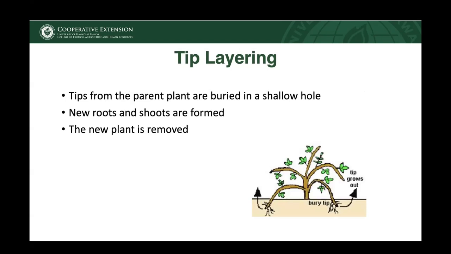So with tip layering, you take tips from the parent plant and basically bury them in a shallow hole. New roots will form on that shoot. The shoot will pop out through the ground. Once those roots and the shoots are formed, you can then remove it from the mother plant and then pot it up or plant it out into another area in the field.